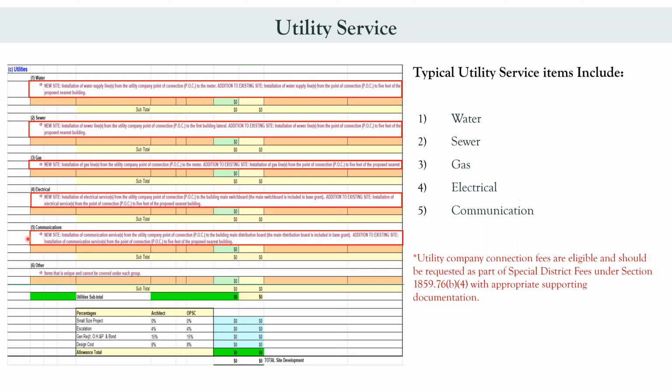Utility company connection fees are eligible and should be requested as part of the special district fees under section 1859.76B4 with appropriate supporting documentation.